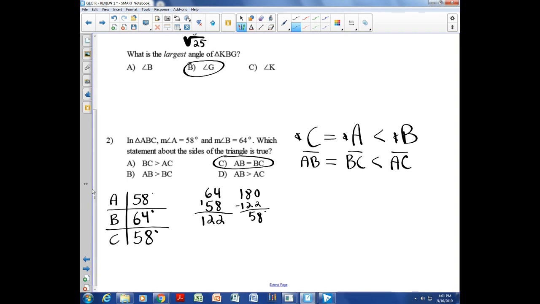As we can also do with this problem, we can classify this triangle. Well, if there's 2 angles that are the same, there's 2 sides that are the same, which makes it isosceles. And if the largest angle is 64 degrees, which is still an acute angle, it makes it an acute triangle. This is an isosceles acute triangle.